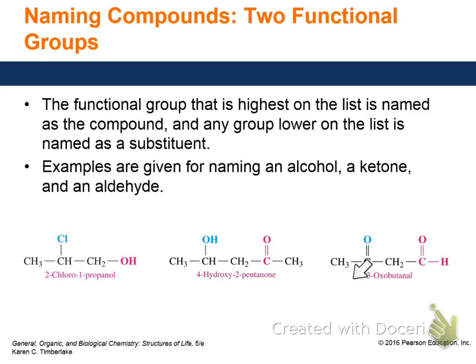And then the other one that's important to understand is this one. This is an aldehyde. Aldehyde has priority over the ketone, right? So you start numbering from the aldehyde, 1, 2, 3, 4. So it's 3-oxo, and then it's butanal. So that just follows the rules that we talked about earlier.